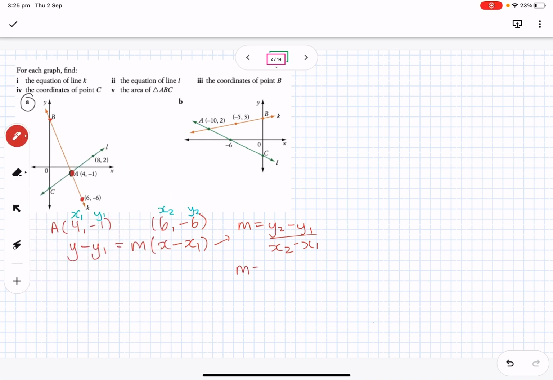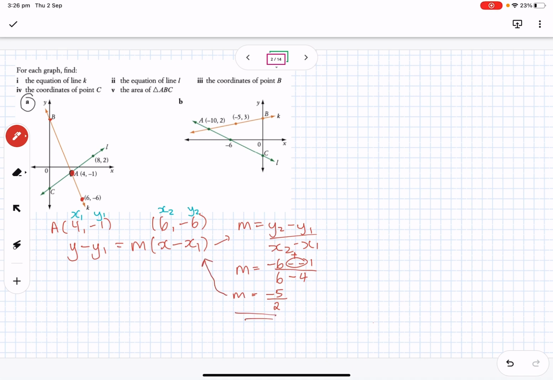So it's going to be m equals y2, which is negative 6, minus y1, which is minus 1, over x2, which is 6, minus x1, which is 4. Okay, so these two minuses become plus. So this is going to be negative 6 plus 1, which is negative 5, over 6 minus 4, which is 2. So our gradient is going to be negative 5 over 2.